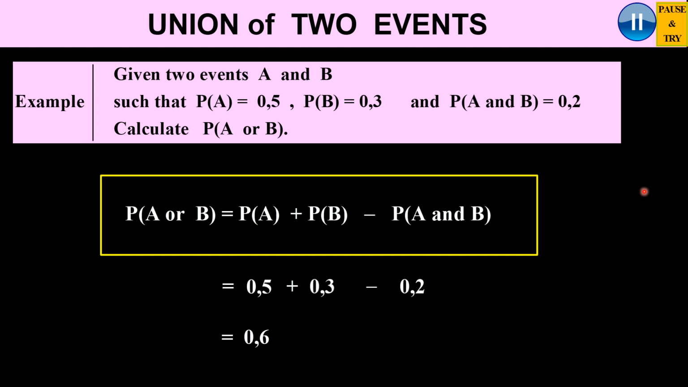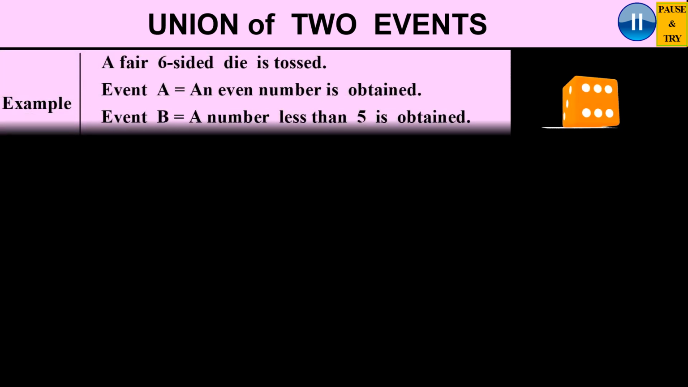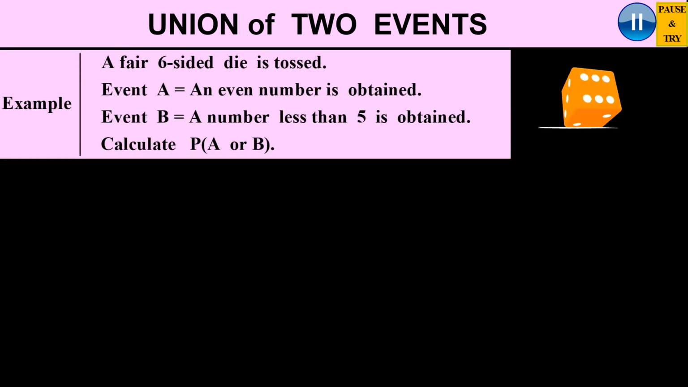Now we're going to look at another example after this. Let us consider another example. Here we're going to take a fair six-sided die that is being tossed. Event A would be an even number is obtained. Event B, a number less than 5 is obtained. We want to calculate the probability of A or B.